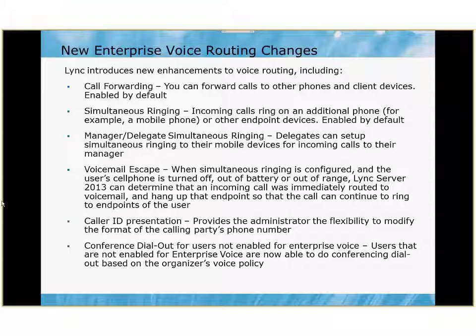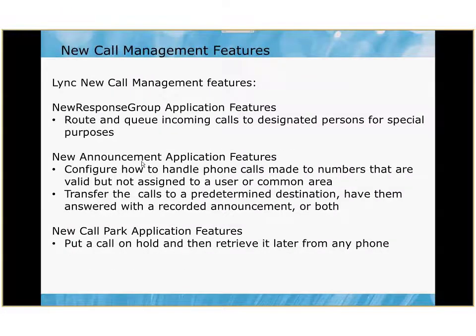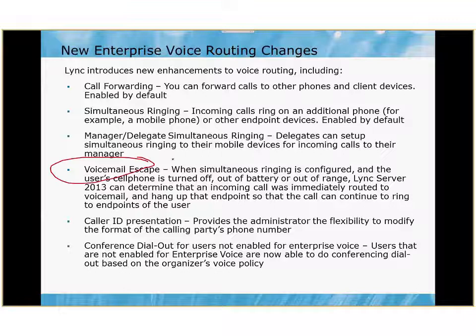One of the ones that is probably new is the voicemail escape right here. So again, let's say you've got it set up to forward to your cell phone, but it's off, or out of battery or whatever. You can enable it, so Lync can determine in that case that the call shouldn't be sent there. It would then disconnect that call to that individual phone, and allow it to ring to the rest of the endpoints that the end user is connected to. So that's another nice little change that we've got.